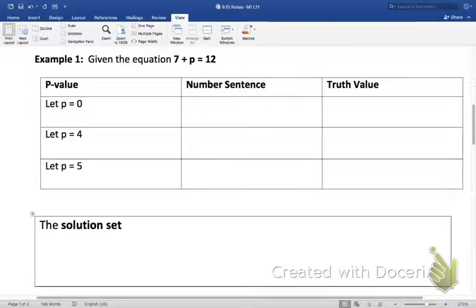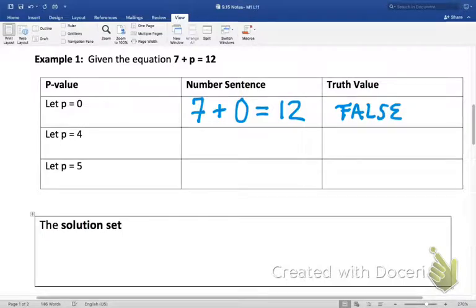So we could say, if we look at the table, let p equals 0, then the number sentence would be 7 plus, I'm plugging in 0 for p, so where the p was I'm writing 0, is equal to 12. Now, when I go to the truth value, I'm deciding does 7 plus 0 equal 12? No. So for my truth value, I'm writing false.